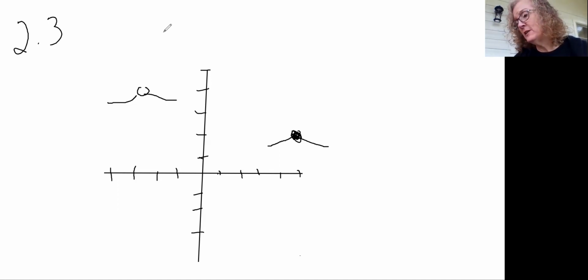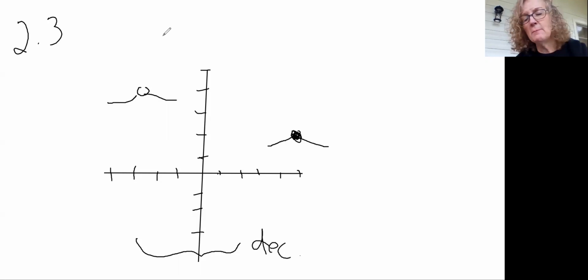Now look at part B. Part B says f is decreasing on -3 to 2. That is not a point, -3, 2. That is the interval. That means between -3 and 2. So what I know between -3 and 2, I know my graph is, whoops, what did I do? I know my graph is going to be decreasing. That's DEC.